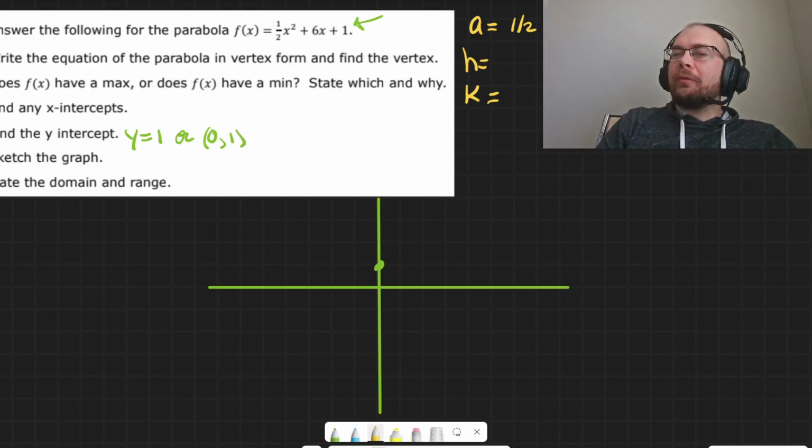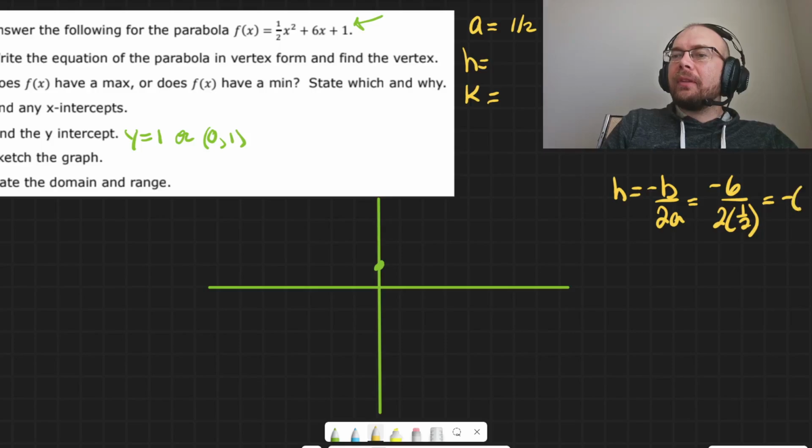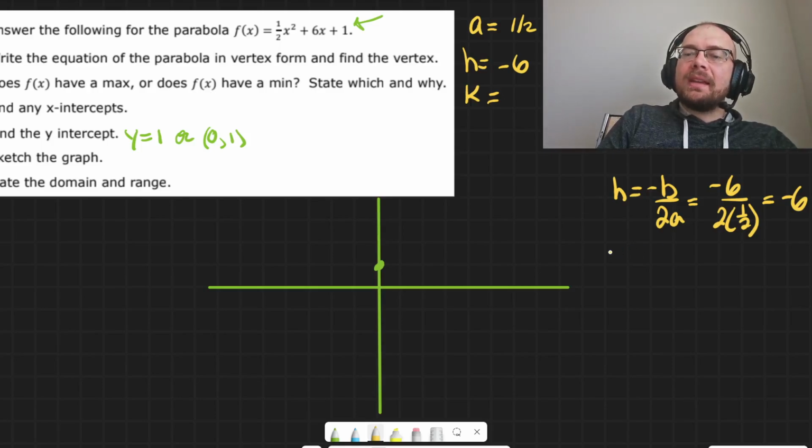For vertex form, we need the vertex formula, which is h is equal to negative b over 2a. So negative b over 2 times a. 1/2 of 2 is 1. Anything over 1 is itself. So h is negative 6. Then I can plug that back in to figure out what k is.